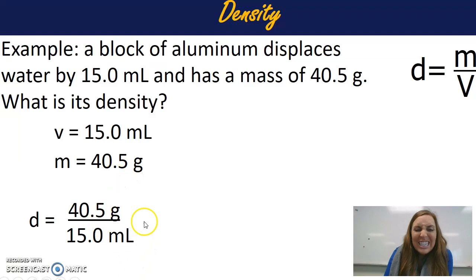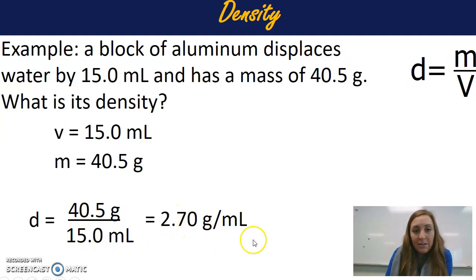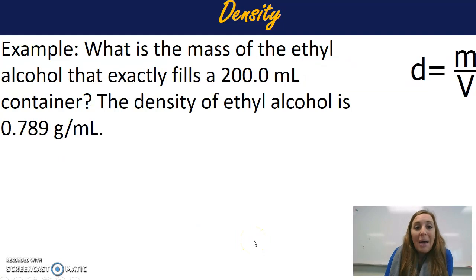Notice the units here will be grams per milliliter. So you plug this into your calculator, 40.5 divided by 15.0, and then leave your units. So it's 2.70 grams per milliliter. I have 3 sig figs or digits in my top number, 3 in my bottom number, so I like to keep 3 in my final answer. How about what is the mass of ethyl alcohol that exactly fills a 200.0 milliliter container? We know that the density of ethyl alcohol is 0.789 grams per milliliter.